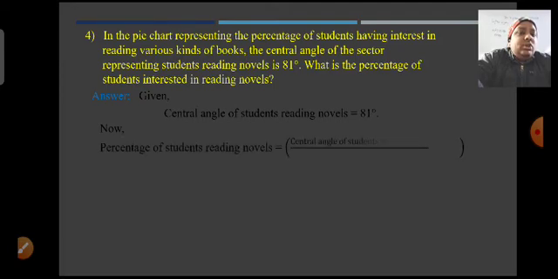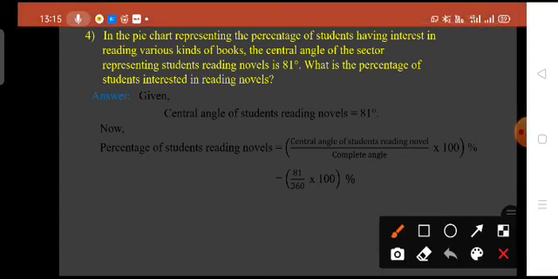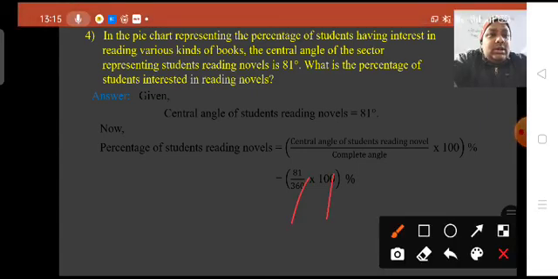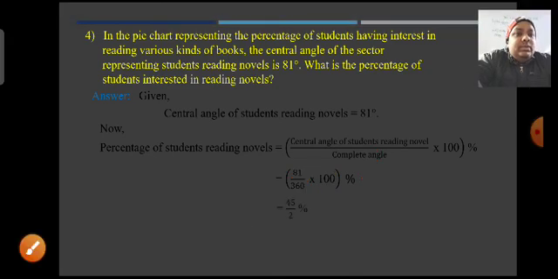Percentage of students reading novels is equal to the central angle of students reading novels by the complete angle into 100%. So the value we will put is 81 by 360 into 100. Now let's cut it. 10 and 10 will cancel. 9 9s and 9 4s, 2 2s and 2 5s, it means 9 5s are 45 by 2. It will be 22.5%. That will be the percentage of students reading novels. I hope that you all have understood how to use the formula.